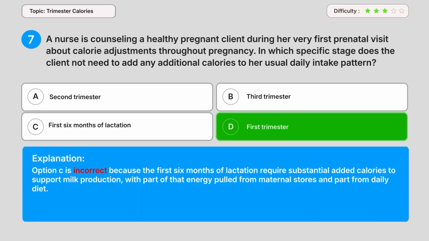Option C is incorrect because the first 6 months of lactation require substantial added calories to support milk production, with part of that energy pulled from maternal stores and part from daily diet.